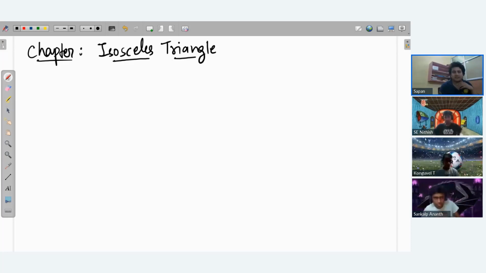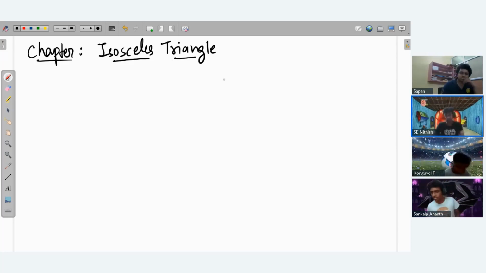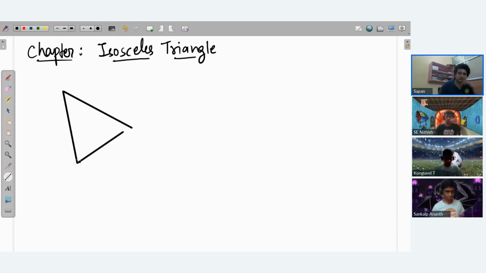So what is an isosceles triangle? When two sides of a triangle are equal, the opposite angles at the bottom are also equal.